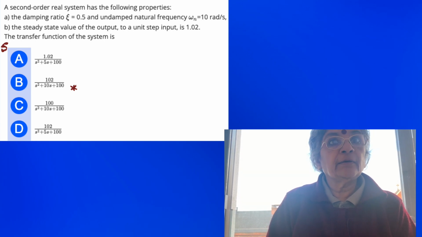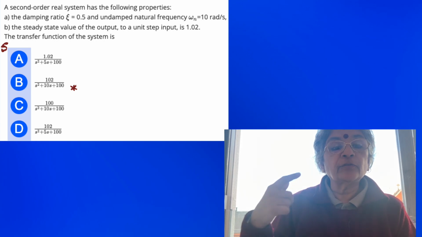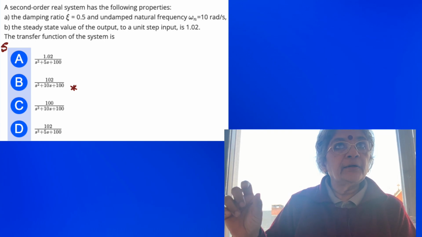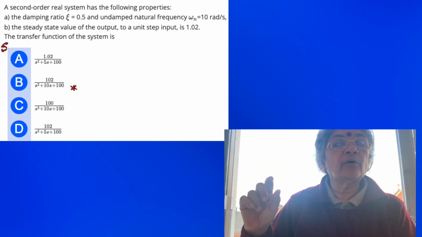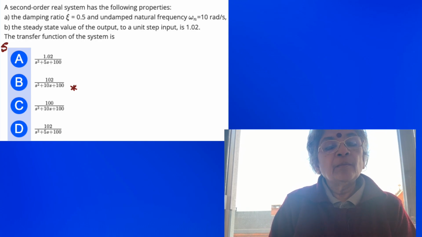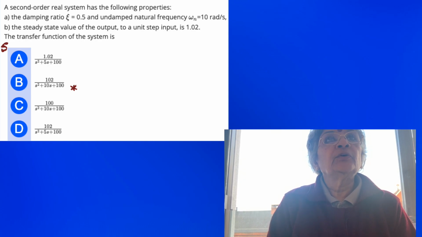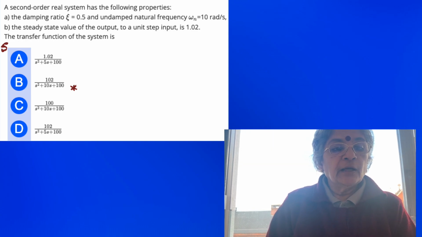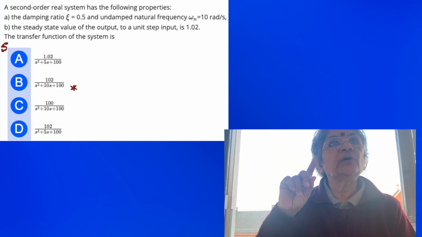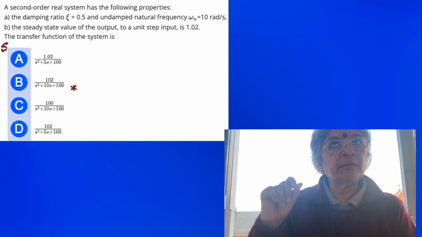Now let's look for the k value. So now for the k value, we see that we have a steady state value of the output to a unit step input equal to 1.02. Okay, so we have 100 on the numerator as it is, because omega n square divided by s square plus 2 eta omega n s plus omega n square is the pattern that we are following. Moreover, now we are going to have 1.02 also. So 1.02 into 100 is going to be 102, and only B is coming out in such a situation wherein we have k into omega n square into 1.02 as the multiplying factor, and then on the denominator s square plus 2 eta omega n s plus omega n square.